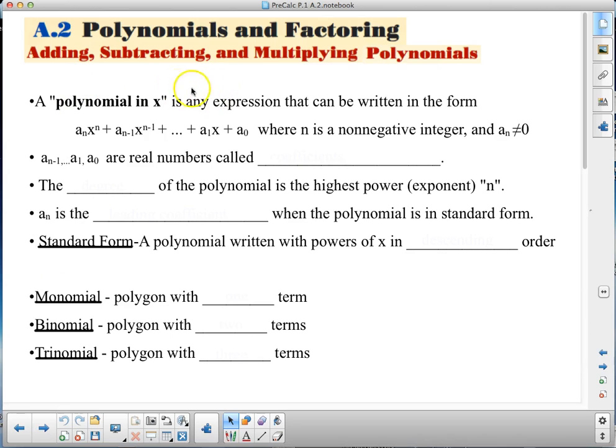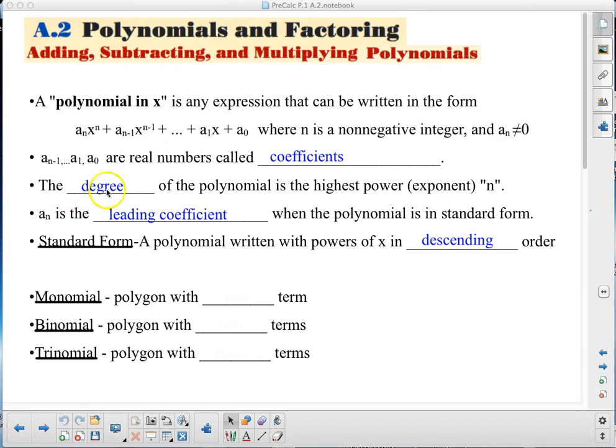Now, polynomials and factoring, adding, subtracting, multiplying polynomials. A polynomial in x is an expression that can be written in the form a_n x^n plus a_(n-1) x^(n-1) plus, and we go on, a_1 x plus a_0, where n is a non-negative integer, and a_n is never 0. So a_n all the way down to a_1 and a_0 are real numbers called coefficients.